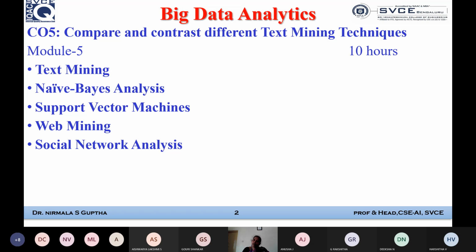Then the last topic will be social network analysis. We know that for many years, every one of us has been on social media. A lot of data gets generated there, so we need to do a lot of analysis on such data. But social media data can't be one kind of data. It is not just text; it could be an image, audio, video, etc.